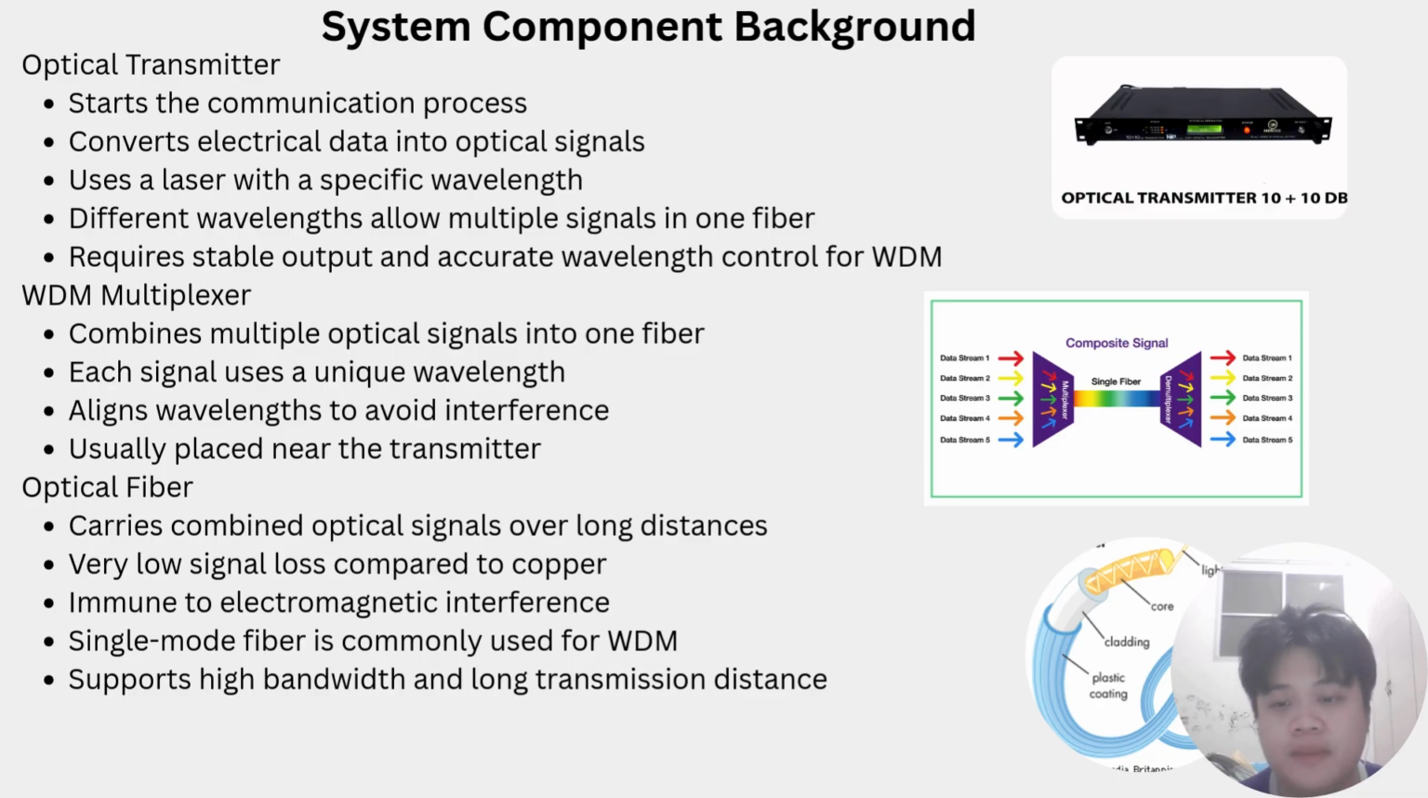Then the optical fiber carries the combined signals over long distances. Compared to copper cables, optical fiber has very low signal loss and is immune to electromagnetic interference. Single-mode fiber is commonly used in WDM because it supports high bandwidth and long transmission distance, making it ideal for 5G and 6G networks.